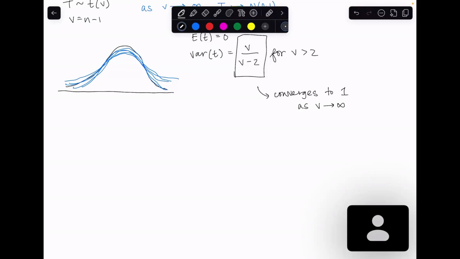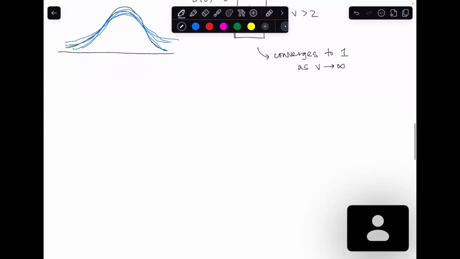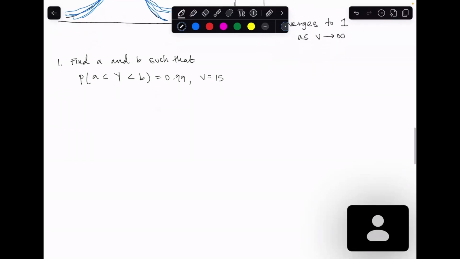So now let's practice using the t-table. The first practice problem I have here is we're going to find a and b so that the probability of some y between these values is equal to 99%. And the degrees of freedom, 15, we'll say.